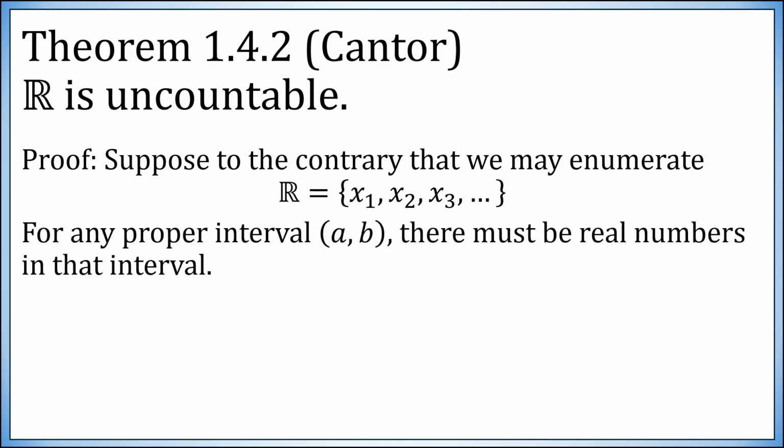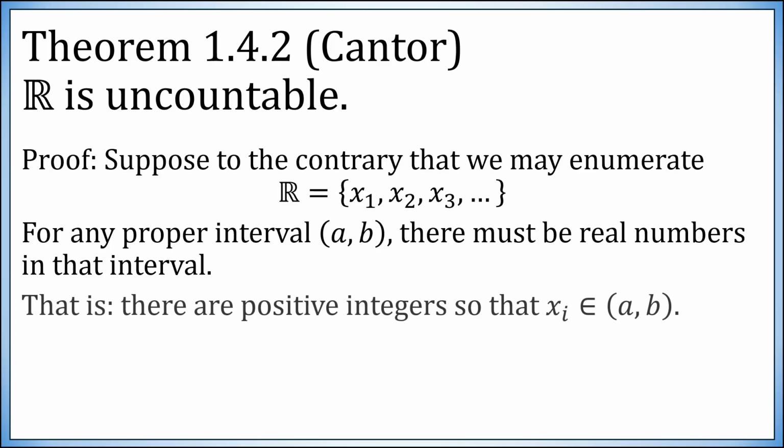That is our assumption. Note, for any proper interval from a to b, we've actually proven that there must be both rational and irrational numbers inside that interval. Therefore, there are real numbers in that interval. Meaning, there are x sub i's that belong to that interval.